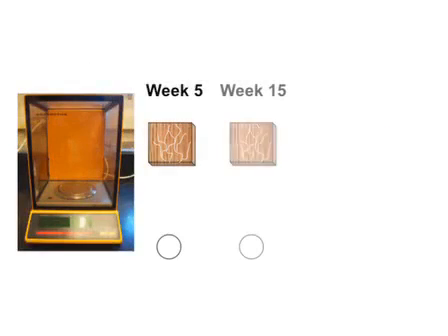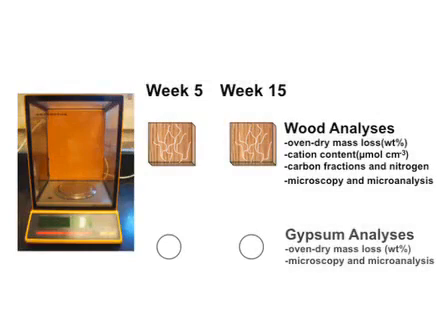Ultimately, results can be obtained that show the degree of wood biodegradation and the role of exogenous element sources through mass loss measurements, observations of mycelial morphology, and targeted elemental analyses like inductively coupled plasma spectroscopy.